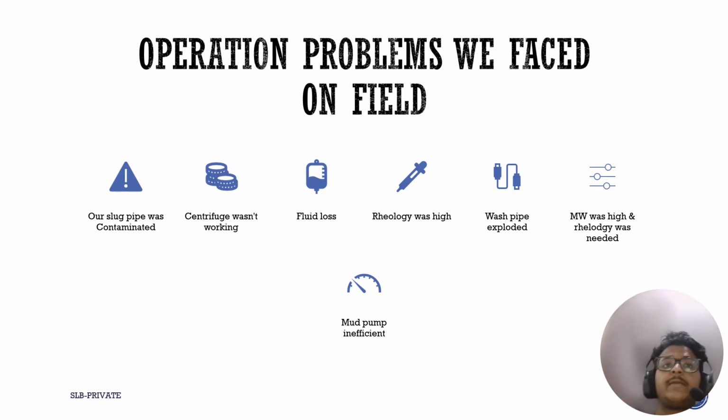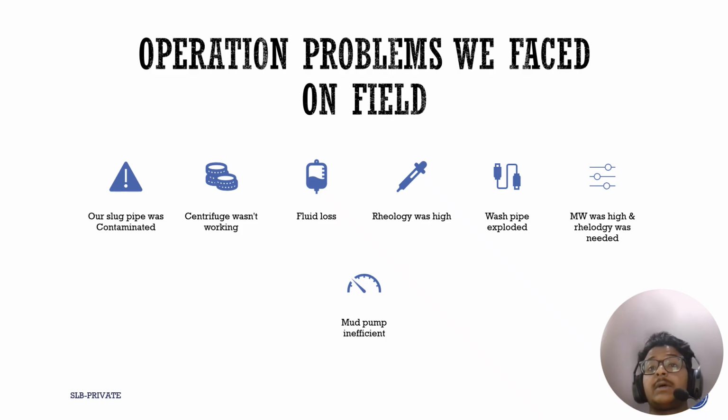Operation problems I faced in the field. As I said before, our slack pipe was contaminated. The centrifuge from the mud system wasn't working and we needed to cut the mud weight down, so we opened the long system so we could fulfill the shortage. Fluid loss: we had fluid loss in our mud, so we added the HTHP chemicals. Rheology was high, so we diluted it with diesel.